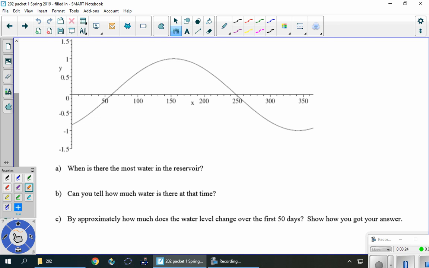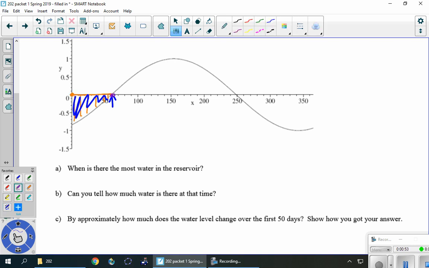In this beginning interval, from here until the first x-intercept, we see that the graph is below the x-axis, and that means that the amount of water in the reservoir is decreasing for this entire time. I don't know how much water was in the reservoir at the beginning of this experiment at time 0, but I know the amount was decreasing all the way until we get to around 60, or whatever that intercept is there.